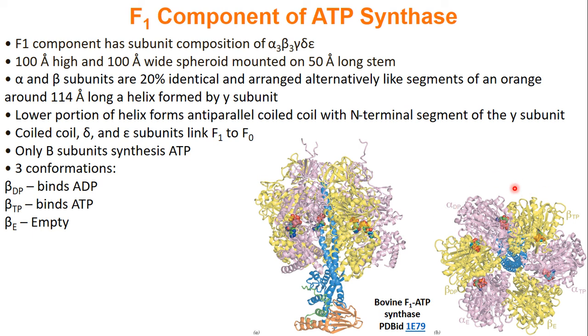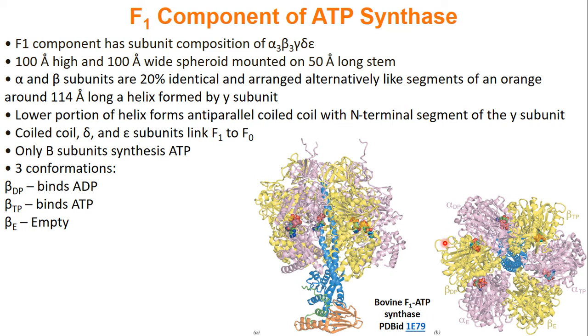that is naturally segmented. So the lower portion of our helix down here is forming an anti-parallel coil, so remember that from Biochem 1, with the N-terminal segment of our gamma subunit. This coiled delta and epsilon subunits is what's allowing F1 and F0 to be linked together.